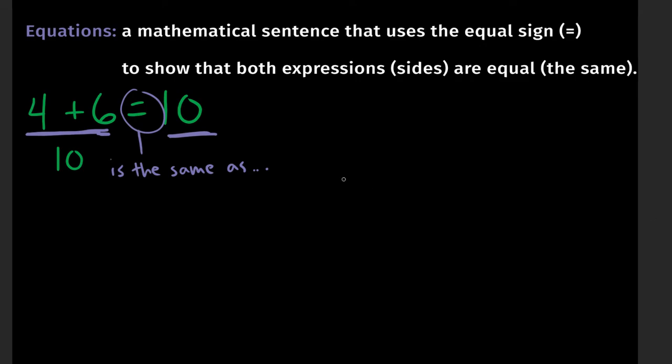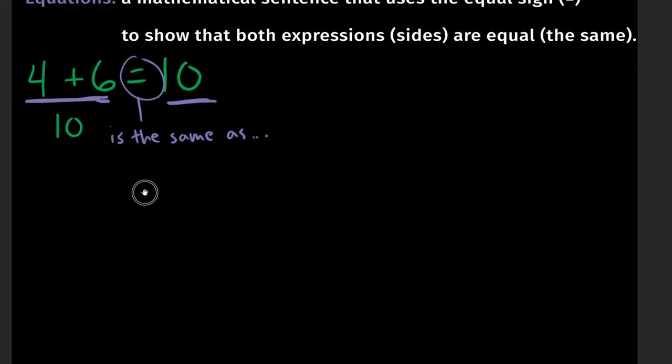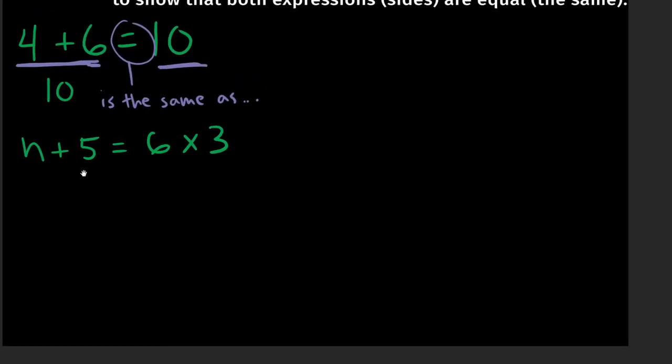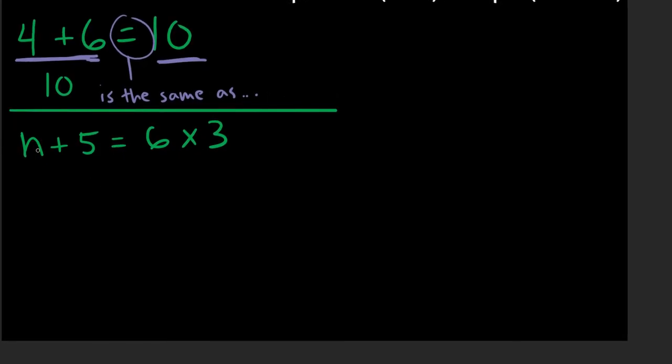Some questions you're going to see today are going to look a little bit tricky. For example, we have n plus 5 equals 6 times 3. So this n plus 5 might kind of throw you off. You might be wondering, why are we using letters here? Well, we've done problems very similar to this before. Let me draw a line here to separate it.